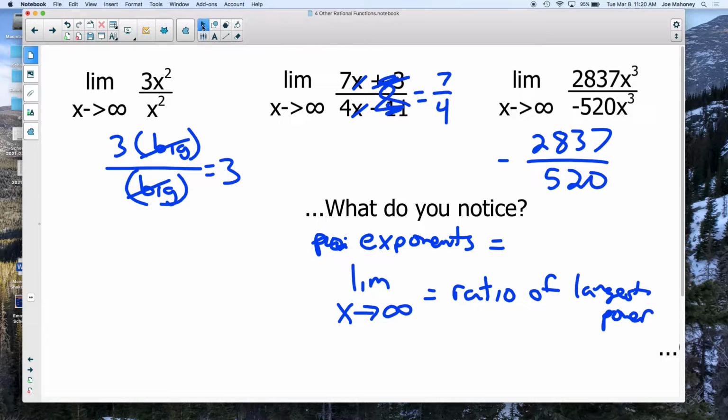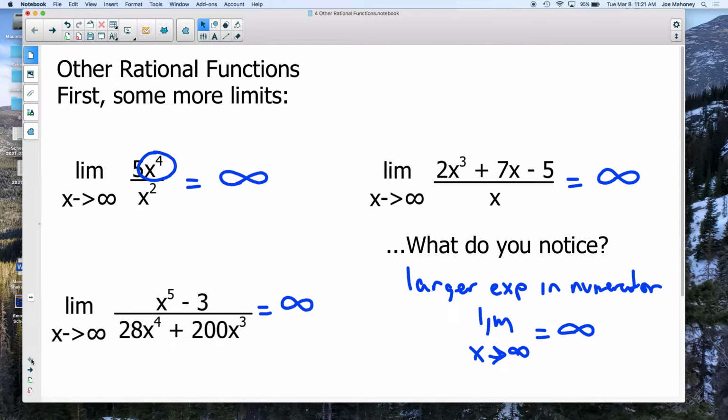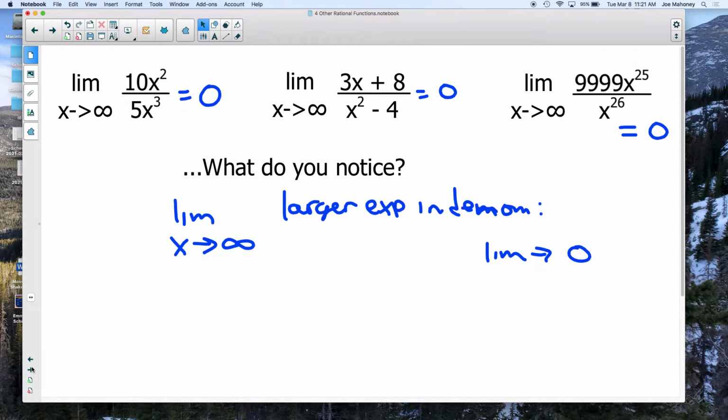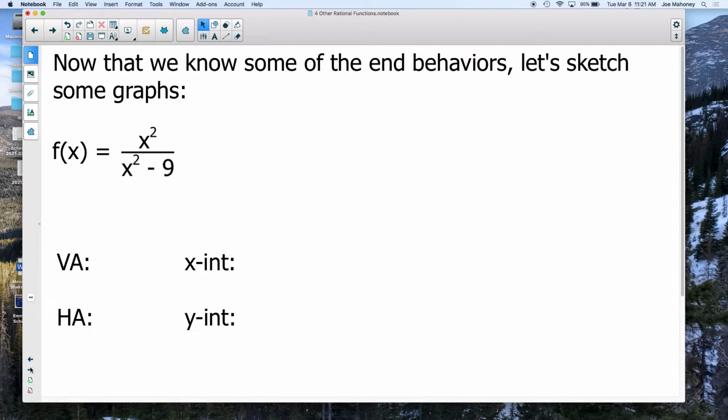I hope you like it, because, dun dun dun dun dun, oh no! Next class, I'm going to give you a quiz. And the quiz is just going to be find the value of the limits. And it'll be questions like these, questions like these, and questions like these. So your answers are going to either be infinity, 0, or the ratio of two numbers.